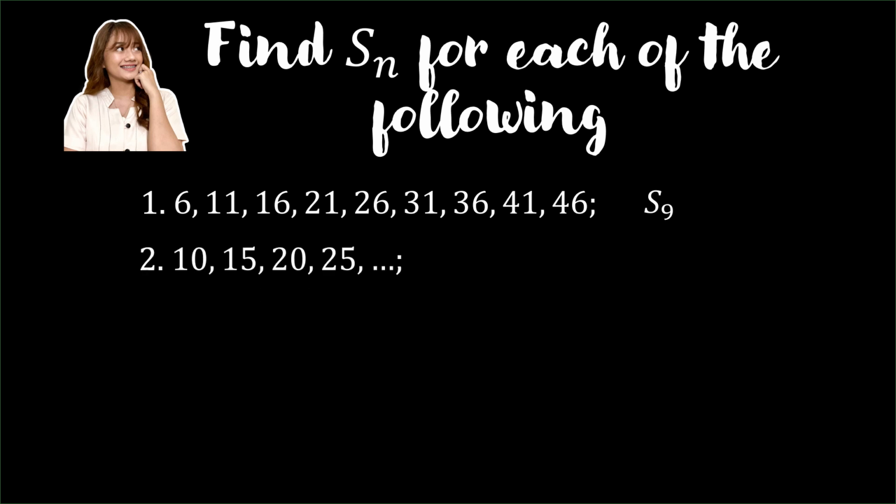Number 2, we have 10, 15, 20, 25. Find the sum of the 20 terms of the given arithmetic sequence. Number 3, we have a sub 1, or the first term, is 25, and the common difference is 4. Now, find the sum of the 12 terms given the first term and the common difference.